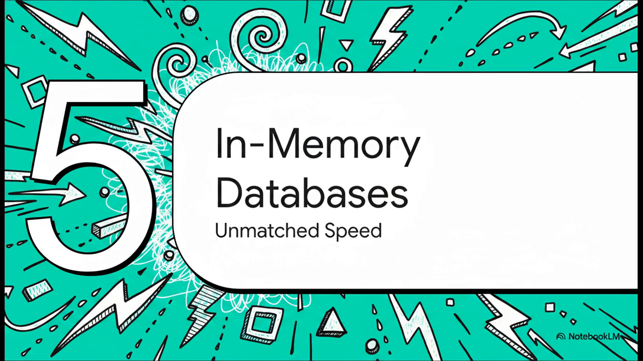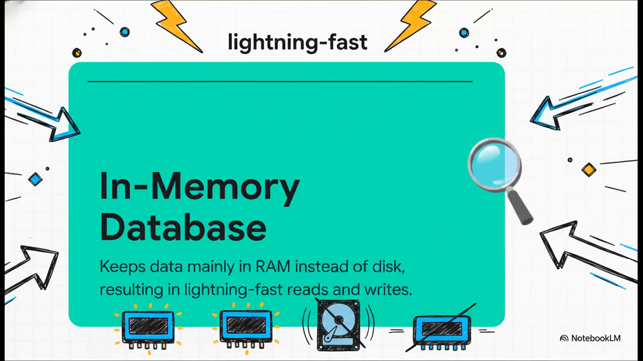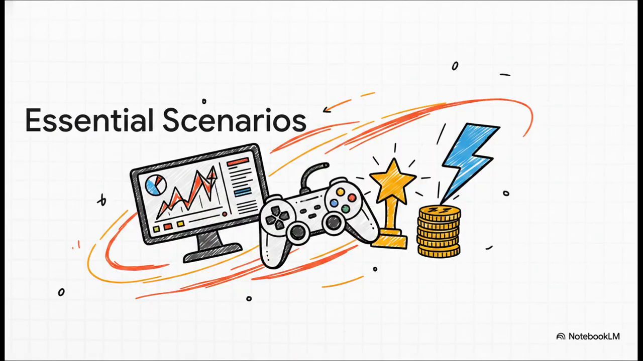Moving right along, Section 5. In-memory databases, unmatched speed. Okay, so this is where things get really fast. By keeping data primarily in the system's RAM, rather than relying on standard disk storage, the usual performance bottleneck of reading from a disk is completely wiped out. The result? You get lightning-fast reads and writes where response times drop to practically zero. This is precisely the tool you need when even a millisecond of delay is a total deal-breaker.